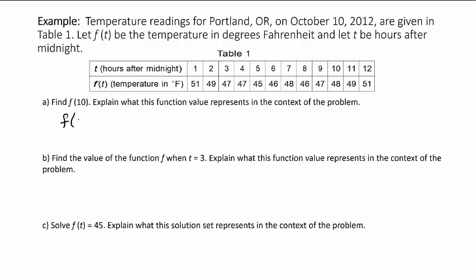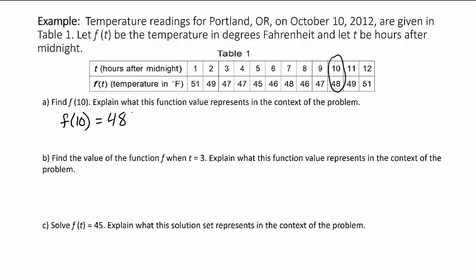So f of 10, the value of 10 that we're given is an input, right? And the input in this function is t, right? So t represents the hours and f of t represents the temperature, right? So when the input is 10, the output is 48.